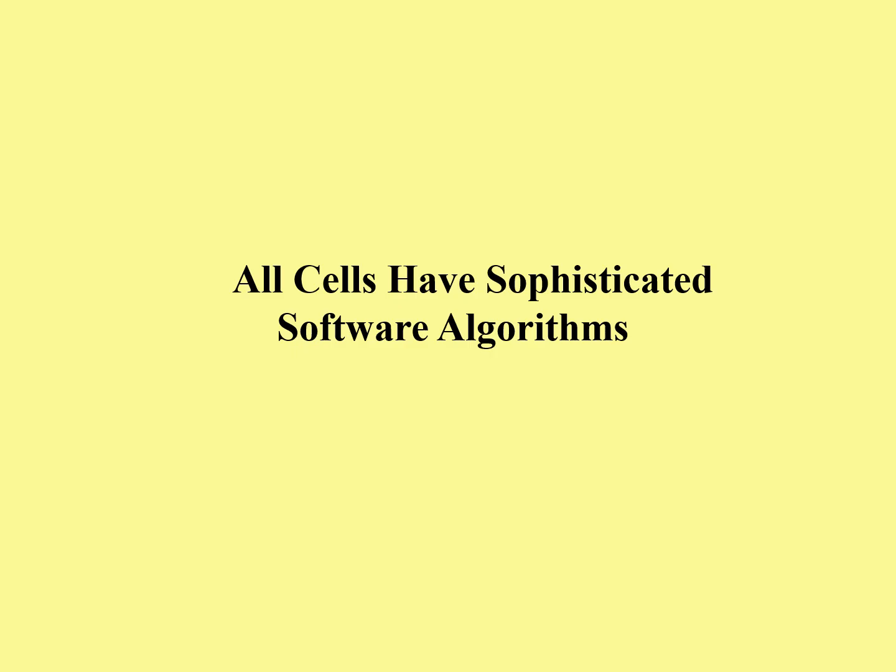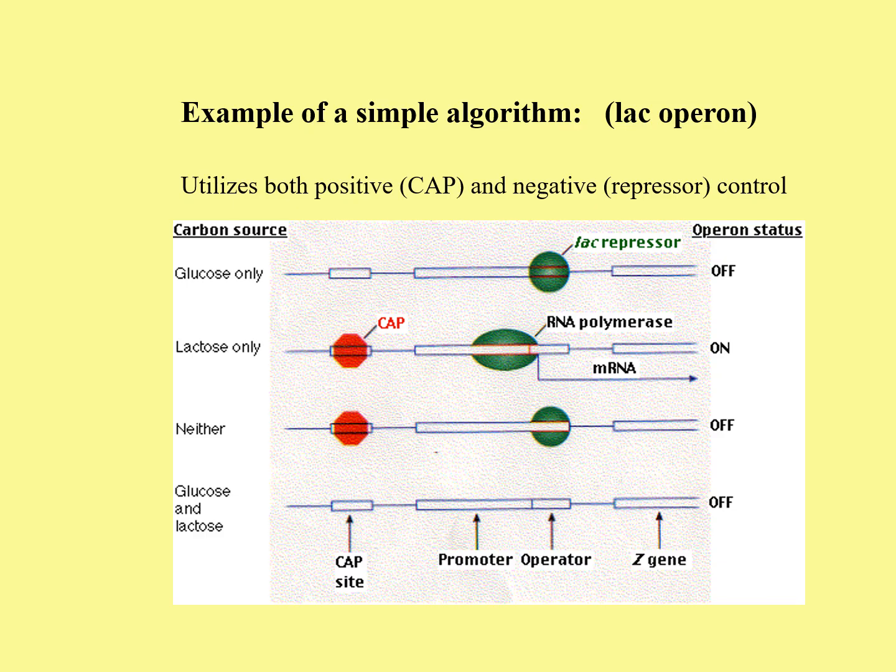100 years ago, no one could have imagined that molecular machines would be found at the core of all living things. Next, I'll describe another recent remarkable discovery of science, that all cells have sophisticated software algorithms. This slide shows an example of a simple algorithm carried out by molecules. It concerns the lac operon. This was the first well-understood example of gene regulation.